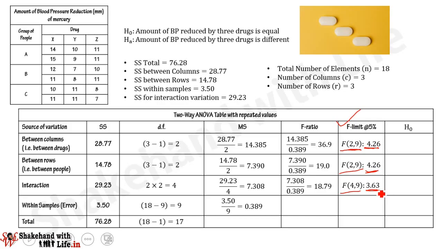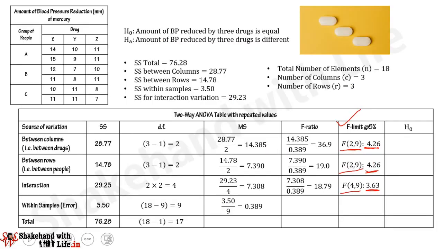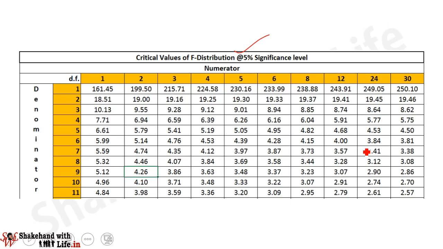So how do we calculate all these F limits? We'll see here. Here are the critical values of the F distribution at the 5% significance level. Our first limit is F2,9, and again we have F2,9, and the third is F4,9. For F2,9, 2 is in the numerator and 9 is in the denominator. So F2,9, 2 up to 9.